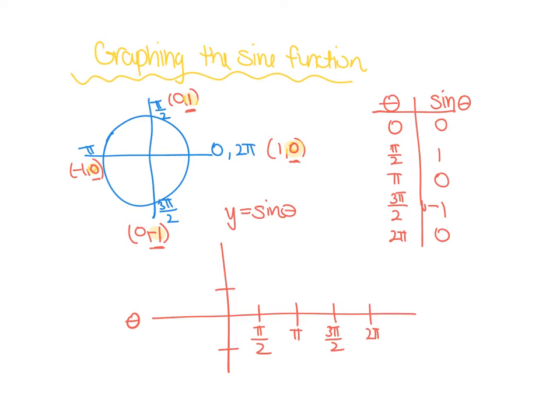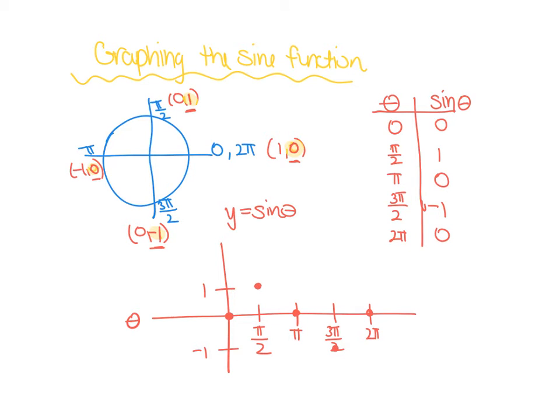At 0, the output is 0. At pi halves, the y value is 1. At pi, your y value is 0. At 3 pi halves, your y value is negative 1. And at 2 pi, you end up at 0.